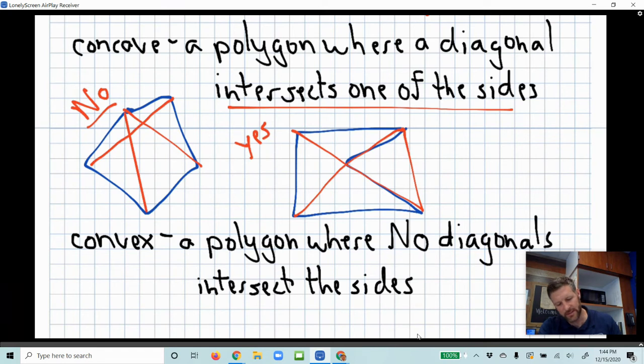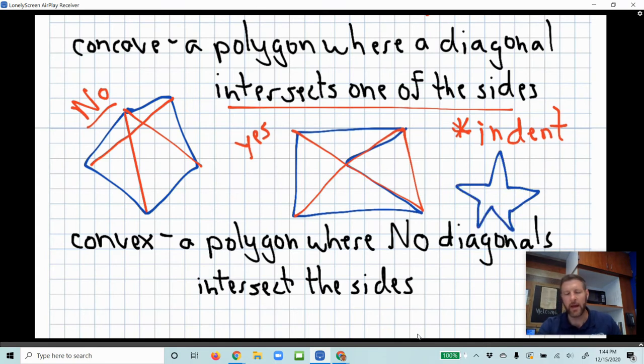Basically, the way I understand this is anytime it looks like it has what I would call an indent. The polygon is indented in any way. Like for example, this one's out of our book. Okay, that would be a convex polygon. I'm sorry, concave polygon, because you can connect the diagonals and you go outside of the polygon.